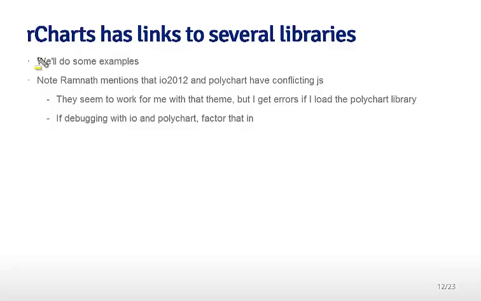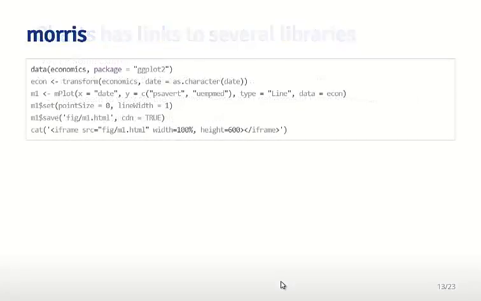So let's just go through some more examples to see the sorts of things you can do with rCharts. I would notice that Ramnath mentions that the IO 2012 style for HTML slides and polycharts seem to have some conflicting JS. They seem to be working fine for me, but I do get errors if I load this polychart library. So if you're debugging with polychart and IO style, factor that in. If you're embedding rCharts into Slideify, if you're not, then none of this is relevant for you. If you're grabbing the HTML or doing something else.